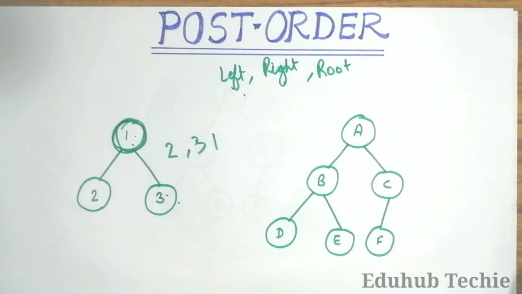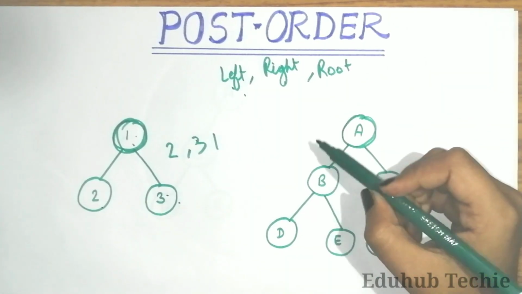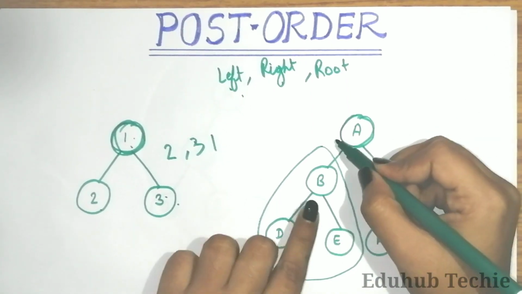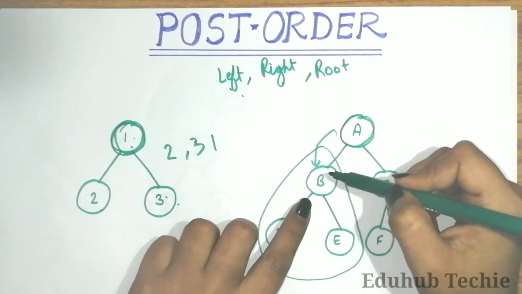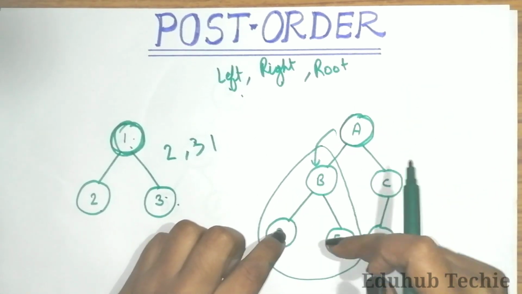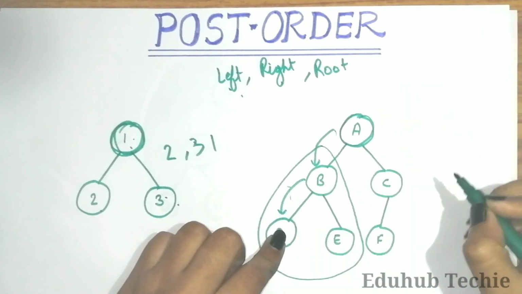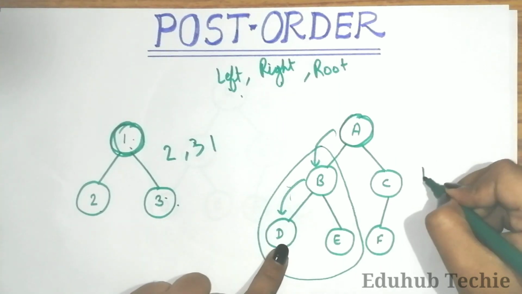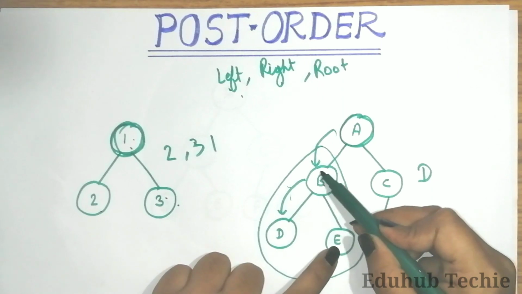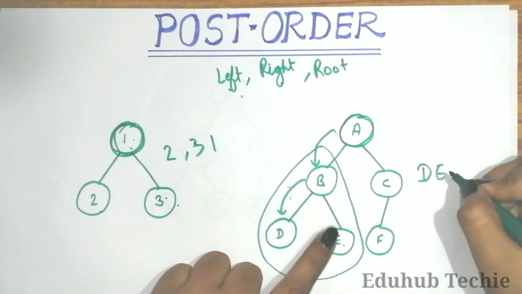Okay, for this, this is the root node. We need to move towards the left first. This is the left subtree. Okay, so we'll come to B. Okay, then B is the root node for D and E. Then we'll move towards D. Okay, so left is D. What is the right of this? This is the root node. Then what is the right of this node? E. Then root node.